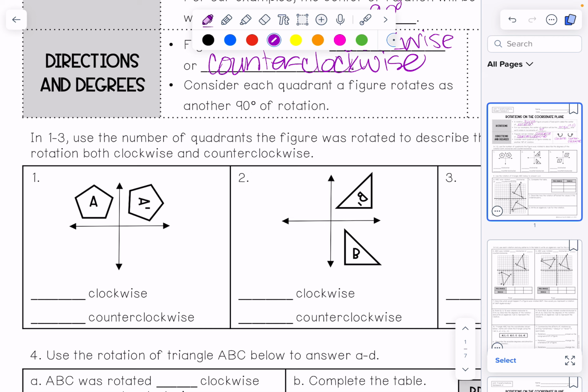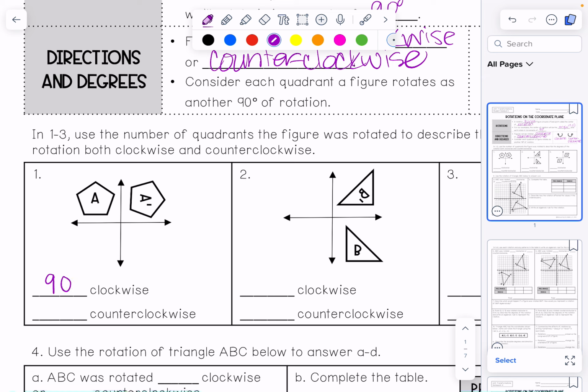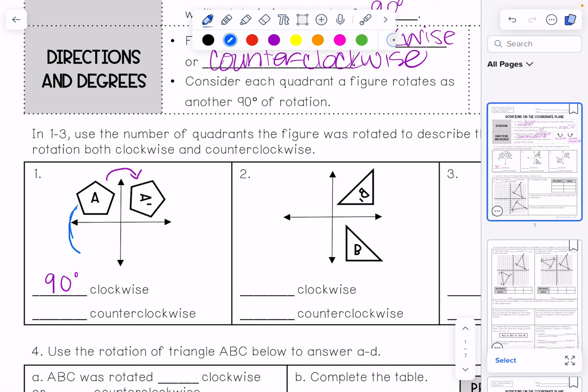So here we started with A as the pre-image and then rotating to be A prime. Because we shifted one quadrant, this was a 90-degree clockwise rotation. So if I think moving clockwise, I moved one quadrant over, and so that's a 90-degree rotation. Or if I think going the opposite way, counterclockwise, I shifted 3 quadrants, so that's going to be 270 degrees counterclockwise. So either one of those rotations would get us the same image there.